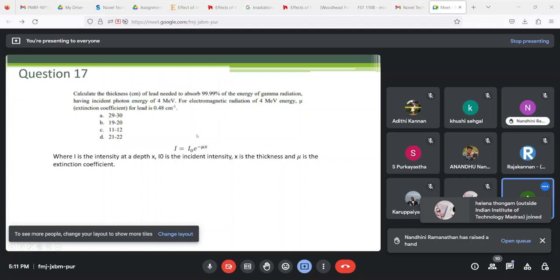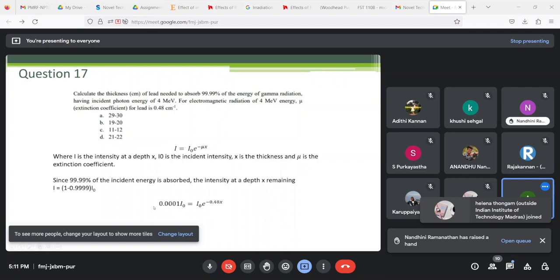So it is already given that 99.99% of the energy is absorbed. So what is left is 1 minus 0.9999 of the initial radiation. Since 99.99% of the energy is absorbed, whatever is remaining, that is what is I. It is not the amount absorbed, it is the amount remaining. So I is 1 minus 0.9999 of I naught. Hope this is clear. I is not the amount that is absorbed, I is the amount that is left, the incident intensity that is left at a certain depth.